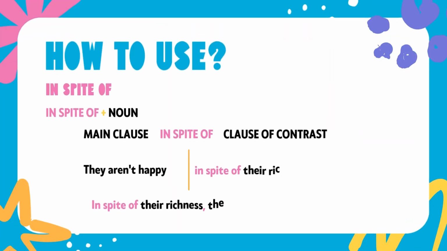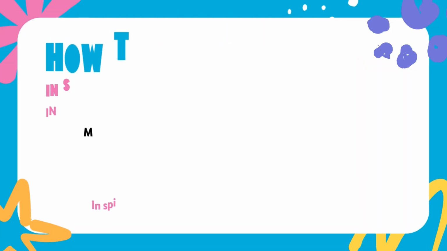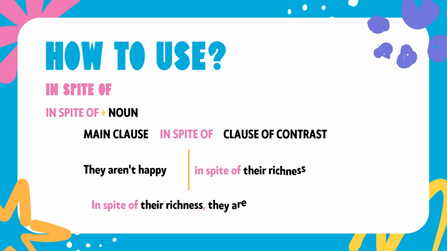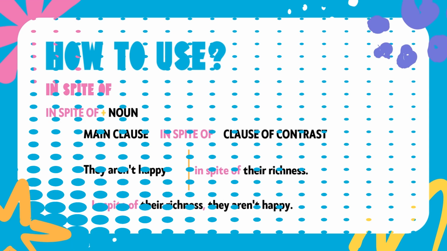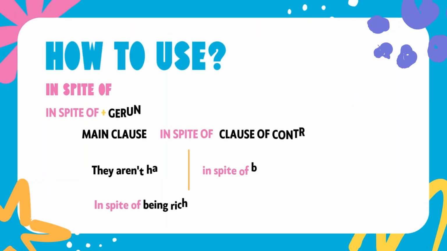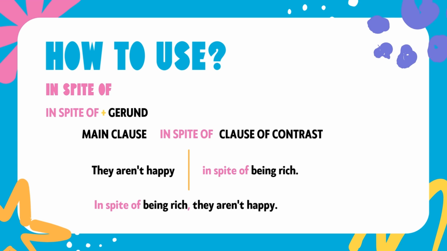We use in spite of without the phrase the fact that with a noun. They aren't happy in spite of their richness, or in spite of their richness they aren't happy. Instead of a noun, we can use a gerund. This is a verb with an ing ending. They aren't happy in spite of being rich, or in spite of being rich, they aren't happy.